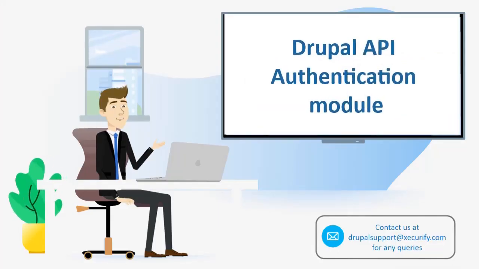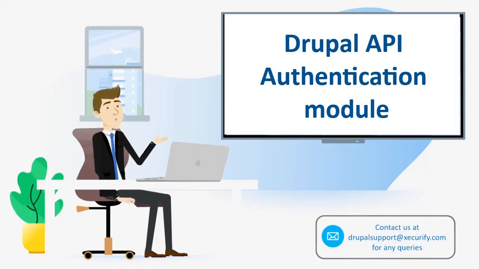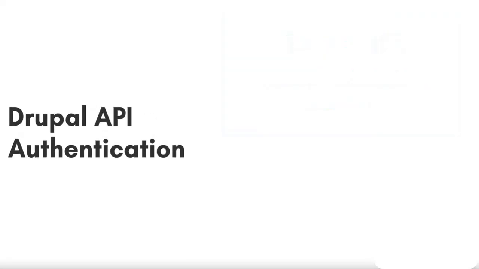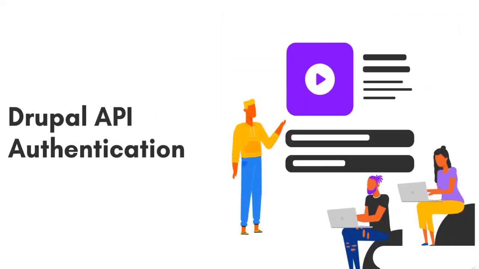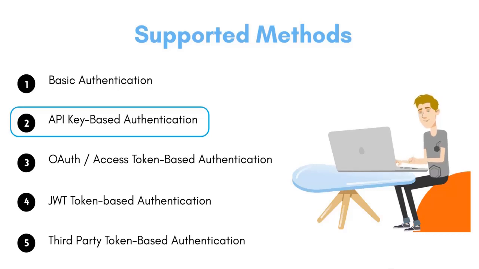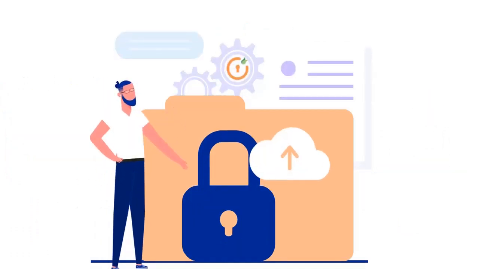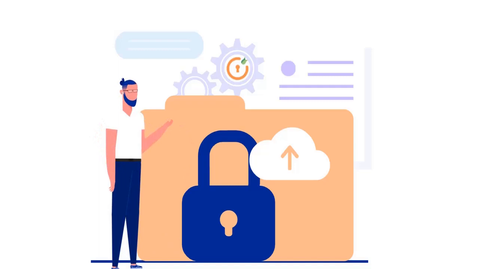In this video, we will demonstrate to you how you can restrict and secure unauthorized access to your Drupal APIs using the API Authentication module in Drupal. This module allows you to authenticate your API requests by verifying the identity of clients using various methods. In this video, we will see how to configure API Key-Based Authentication method. This method involves including the unique API key along with your API request to verify the user's identity.